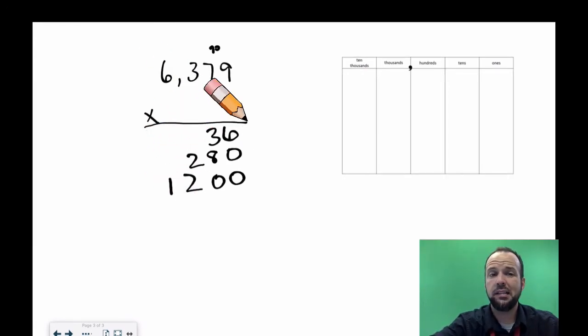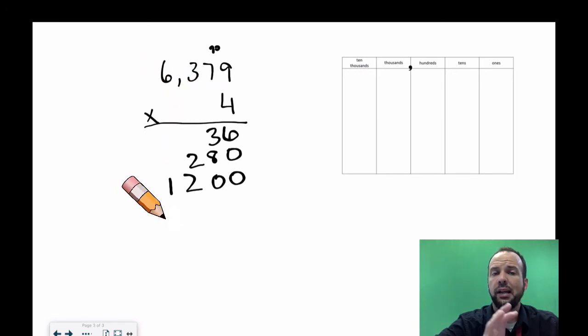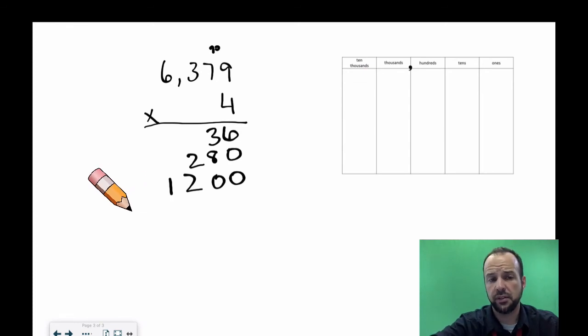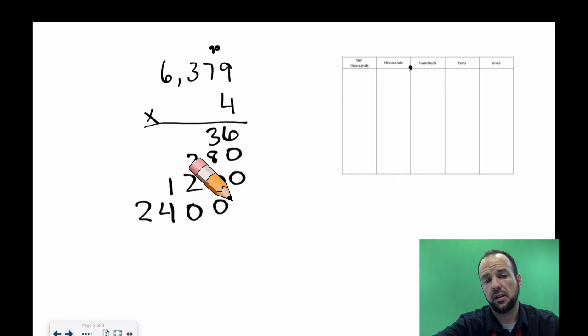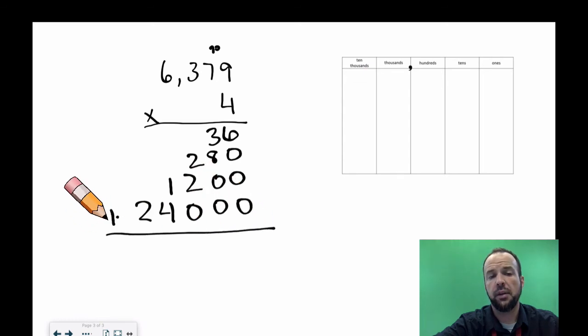And then last but not least, we got 6 times 4. That's going to be 24, and it's going to be 24,000. So it's actually going to be 2 10,000s, 4,000s. And then the rest are zeros. There we go. Now we have all of those partial products there. We have them all lined up and ready to go.